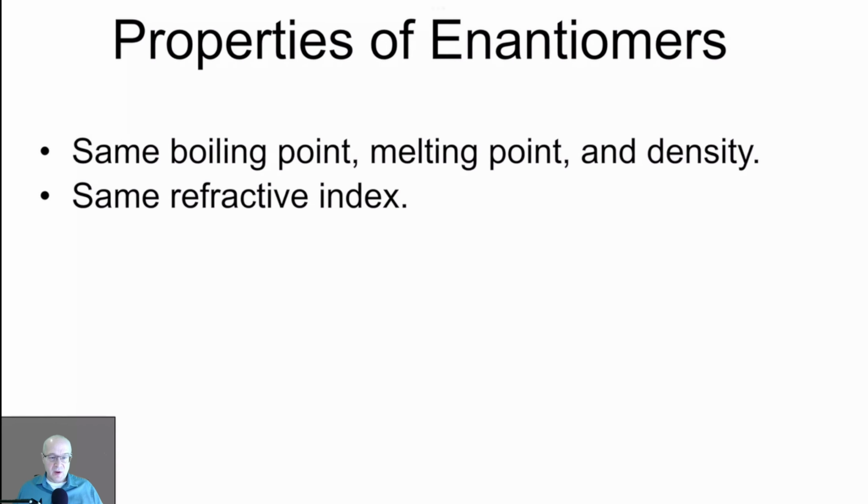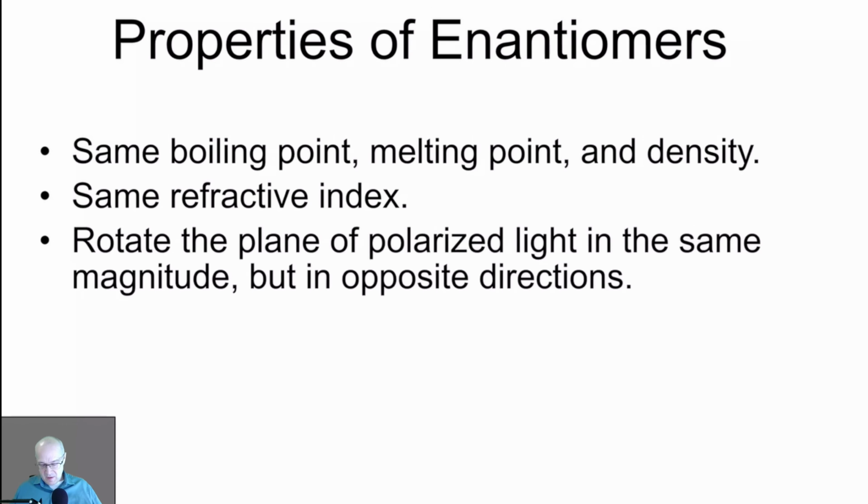All right, real quick. Properties of enantiomers. Same boiling point, same melting point, same density, same refractive index. Same physical properties. All of their physical properties are the same, except how they rotate plane polarized light. That's one. One enantiomer will rotate light to the left. One will rotate light to the right.